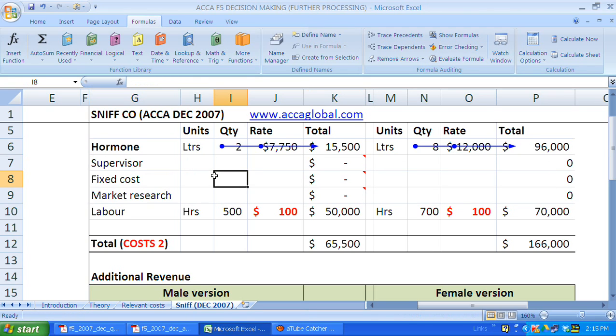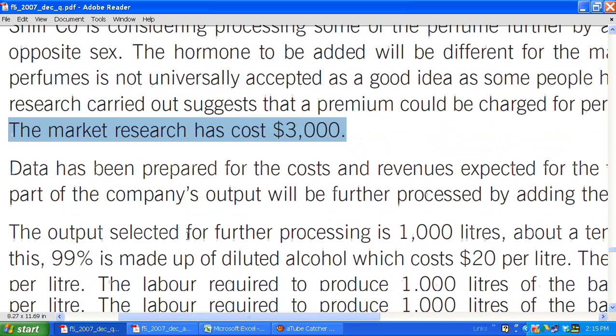Next we need to get the relevant cost for labor. Now where is the labor component?